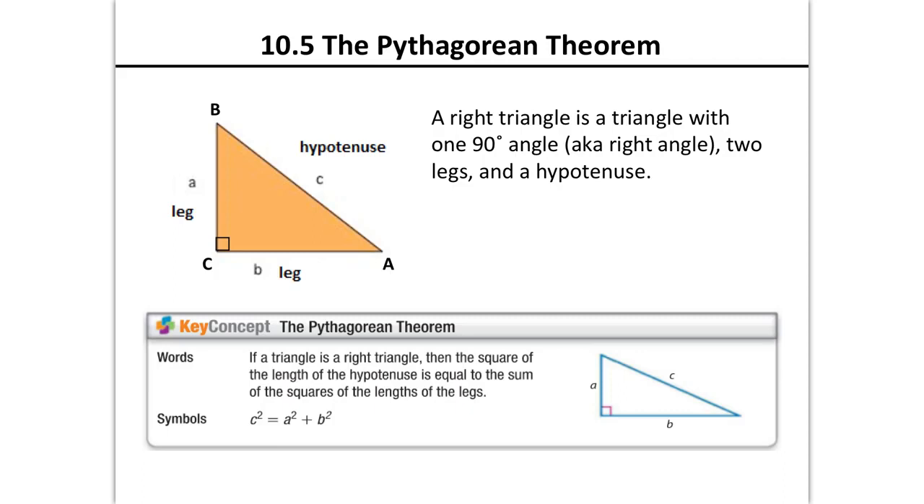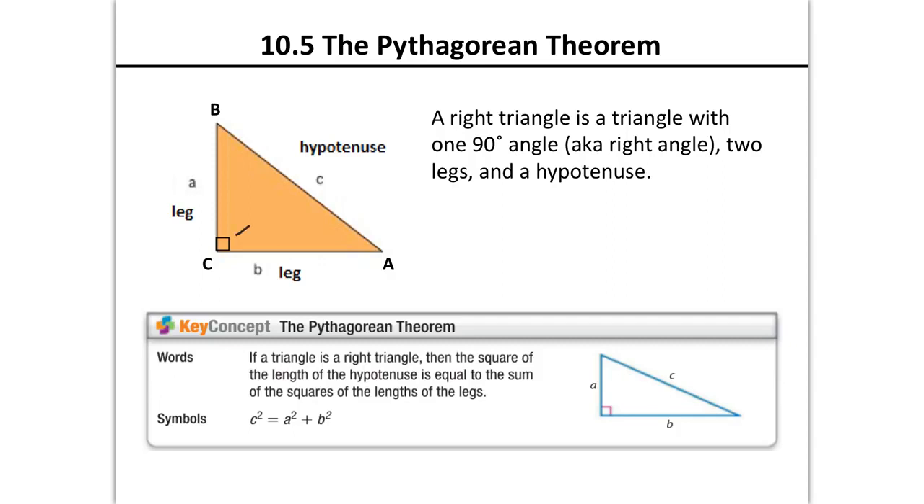In geometry, we have a symbol or a box to state that an angle is a 90-degree angle. This box that you see here in the corner of the triangle, which is a square, is telling you that it is a 90-degree angle. So the 90-degree angle and the hypotenuse are across from each other.